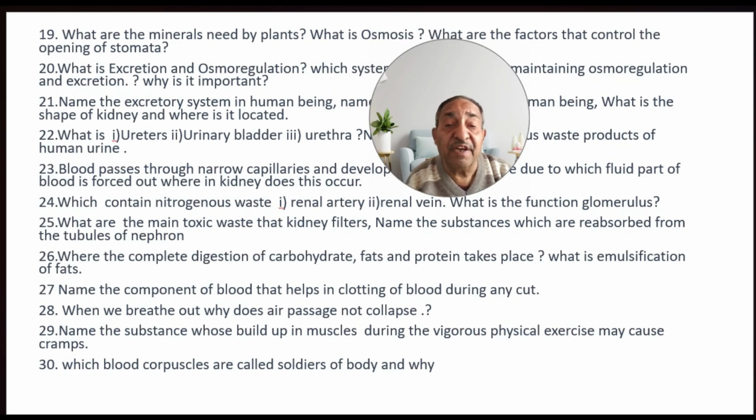Next, name the substances whose buildup in the muscles during vigorous physical exercise may cause cramp. यानी कि कौन से ऐसे सब्सटेंस होते हैं जो मसल्स के अंदर पैदा होते हैं जब हम बहुत एक्सरसाइज करते हैं तो क्रैम्प पैदा हो जाता है. Which blood corpuscles are called the soldiers of the body and why?